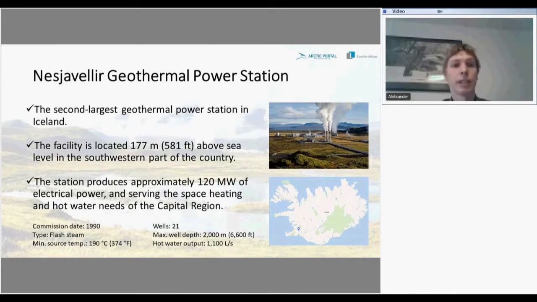The second biggest station is the Nesjavellir geothermal power station. It's located quite high, 177 meters above sea level, in the southwestern part of the country. The station produces approximately 120 megawatts of electrical power, and it serves the space heating and hot water needs for Reykjavik. It was commissioned in the 1990s. It's also a flash steam power station with 21 wells, and the wells are as deep as 2,000 meters.